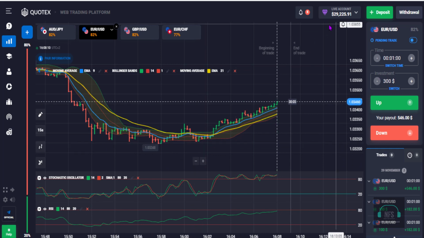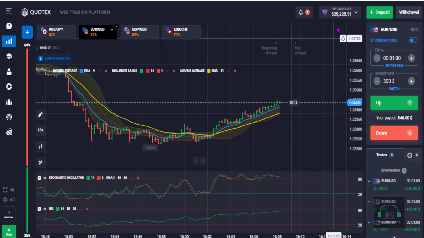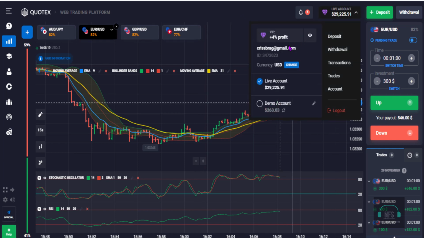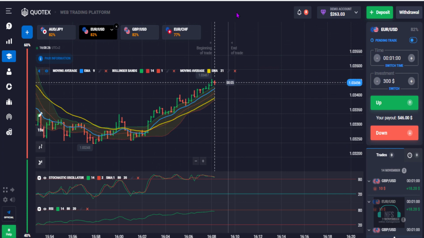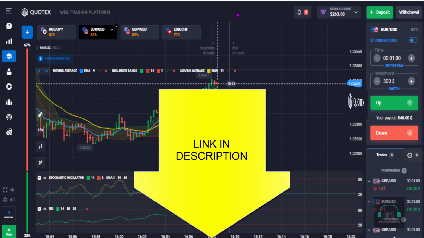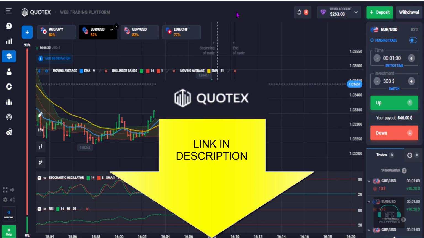So guys, once again, anytime you are using a new strategy, please trade on a demo account. As you can see, I'm on my live account, but here on Quotex you have a demo account that you can use. You will get $10,000 if you go right now below this video in the description area. You don't have to register. You don't have to put your email address like on other platforms. Here you can just click on the button and you start trading.